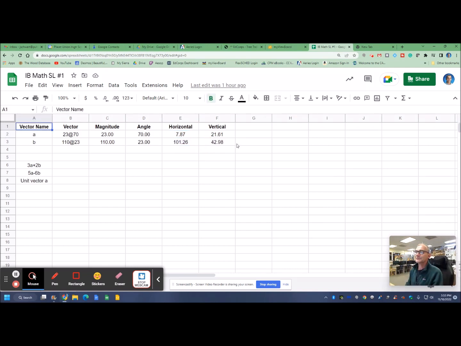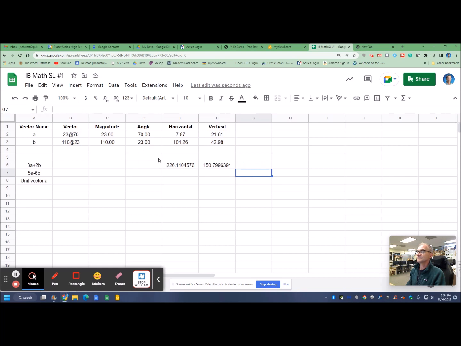Now that I have my component form, finding 3a plus 2b is really easy. I could just find the horizontal component and the vertical component. So what I'm going to do right here is the answer to this is going to be equals 3 times, using the asterisk above the 8, this plus 2 times that. That's going to give me my horizontal component. And right here, I'll do the same thing. And actually, I could probably just pull this over, and let's just double check that I did that correctly. This is 3 times that, plus, yep, that's all right.